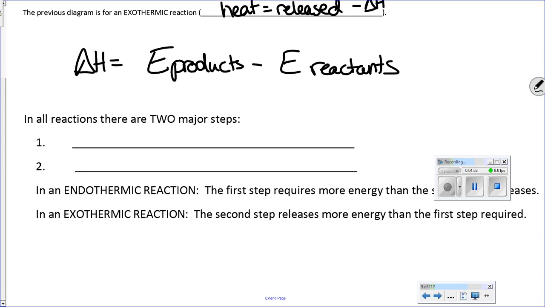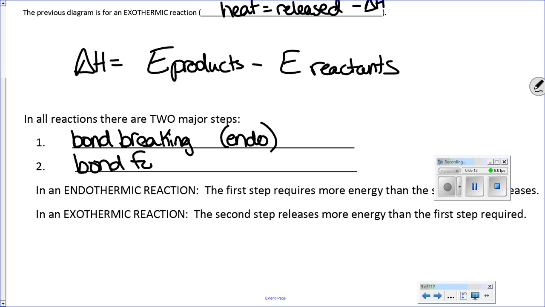In all reactions, there are two major steps. We mentioned this when talking about the combustion of methane. We always have an initial bond breaking step. And that step is going to be endothermic, because in order to break a bond, we must put energy in. And then we follow this with a bond forming step, which is exothermic.